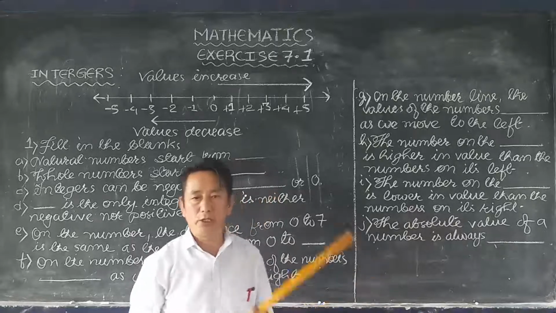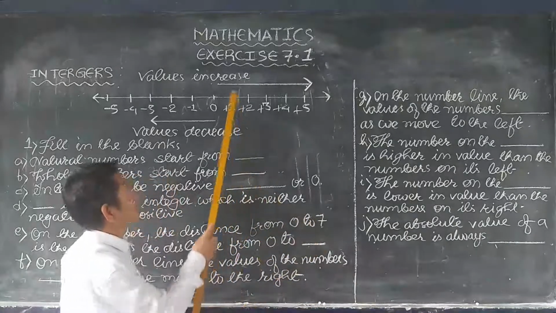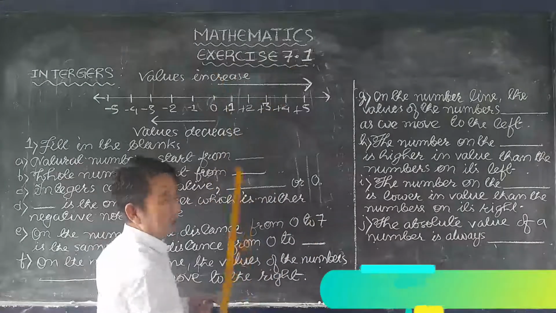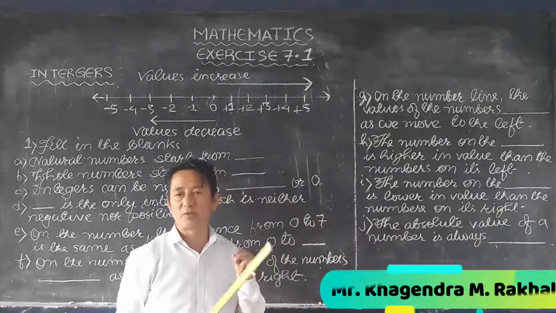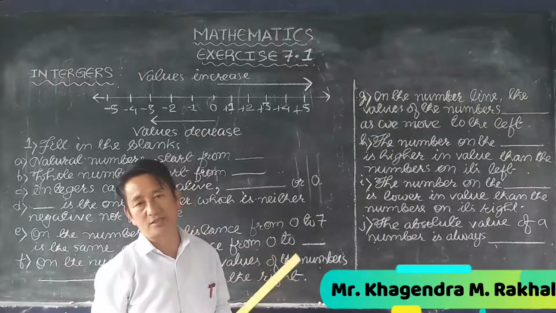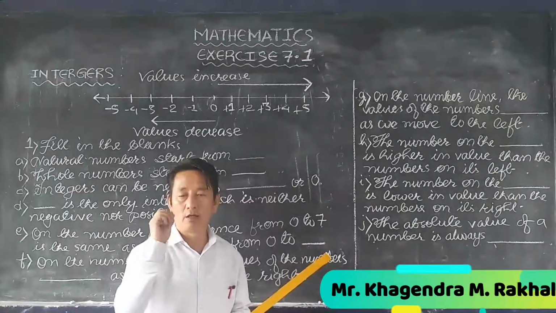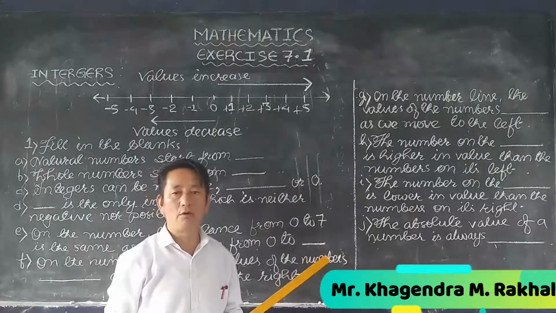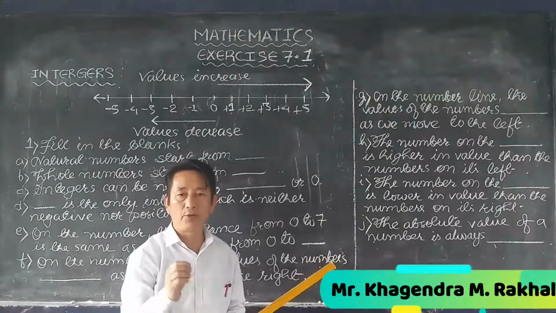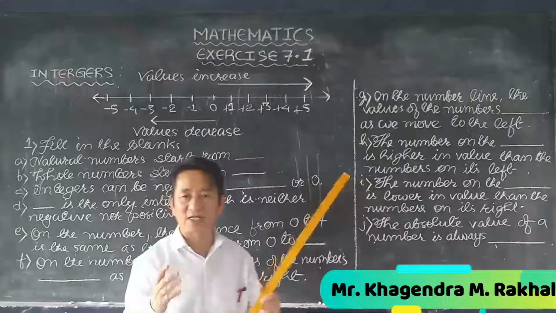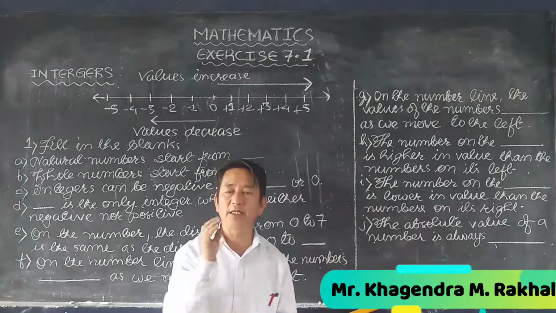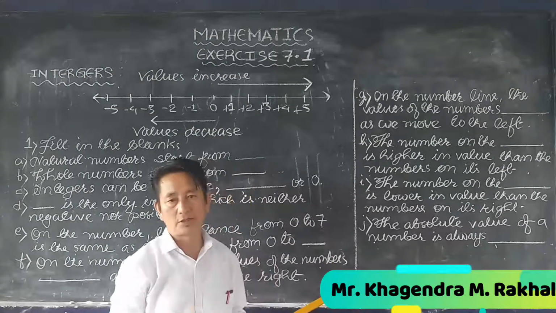Today we shall begin a new exercise in mathematics, that is exercise 7.1, and this exercise is purely based on integers. For this you can refer to page number 124 in your textbook. Before I start this, I would like to explain different types of numbers.